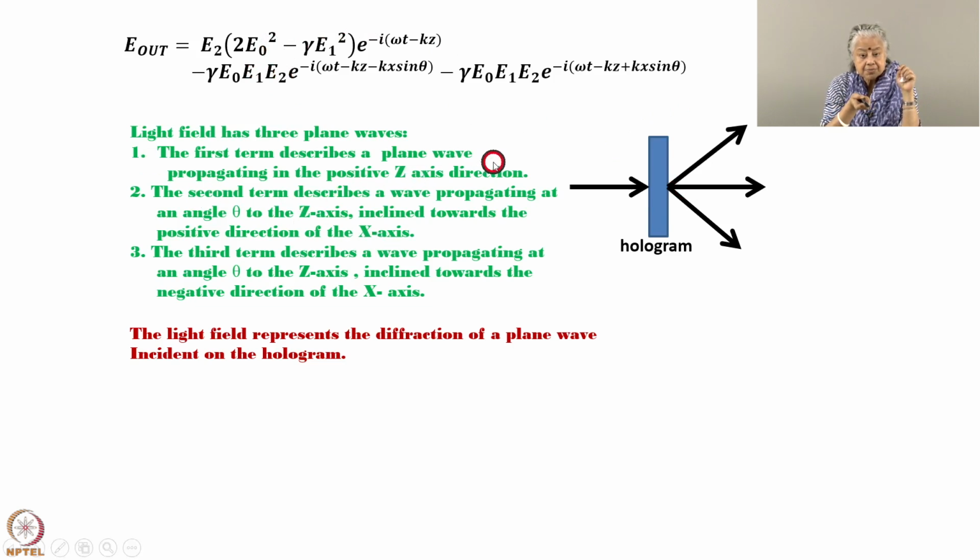The first term describes a plane wave propagating in the positive z direction. The second term describes a wave propagating at an angle theta to the z axis, inclined towards the positive direction of x axis. The third term describes a wave propagating at an angle theta to the z axis, inclined toward the negative direction of the x axis. This light field represents the diffraction of a plane wave incident on a hologram.